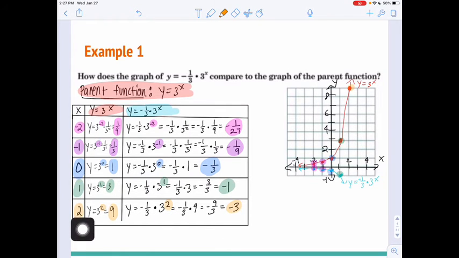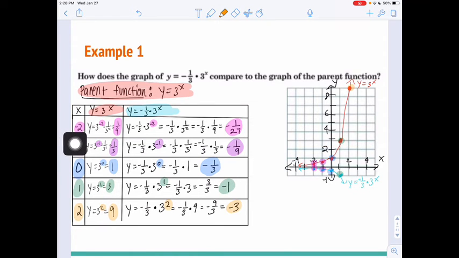If we plot all the coordinate points from the first two columns, we get negative 2 and 1/9. That should be pretty close to above the x-axis. Negative 1, 1/3 should be about a third of the way. 0, 1 will be right at 0, 1, then 1, 3, and 2, 9.